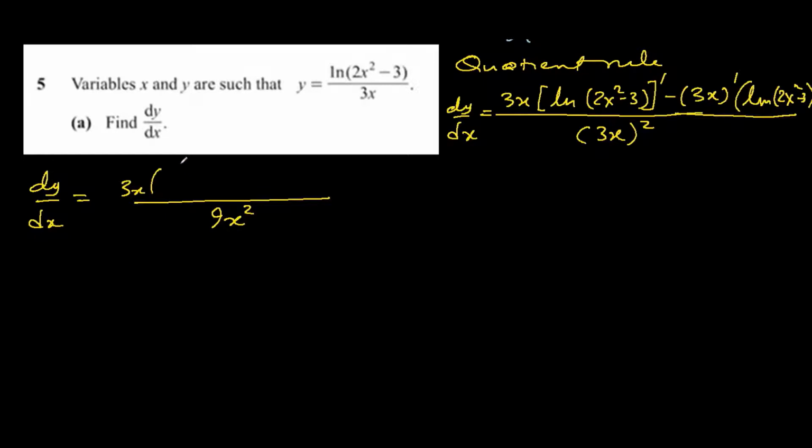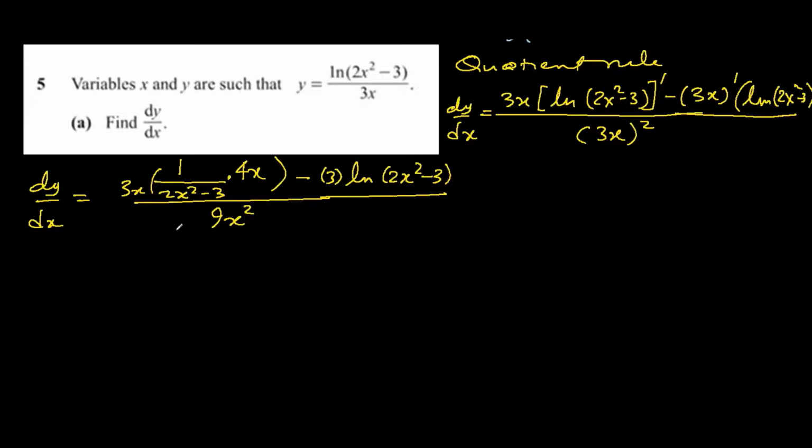Differentiate ln this. Whenever you have natural log, its differentiation is 1 over whatever that is, 2x square minus 3, multiplied by the differentiation of what was inside the bracket of the log. So 4x. The differentiation of 2x square is 4x. Right? Done. Minus differentiation of 3x is just 3 and ln x remains what it is.